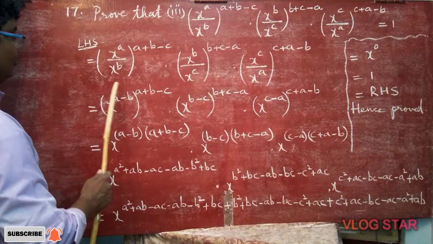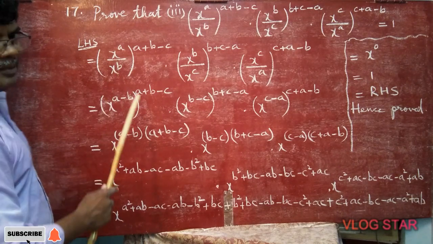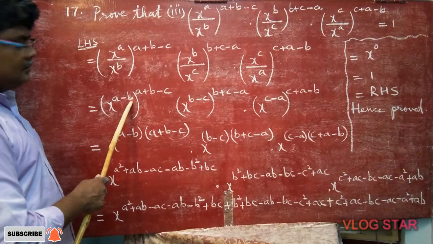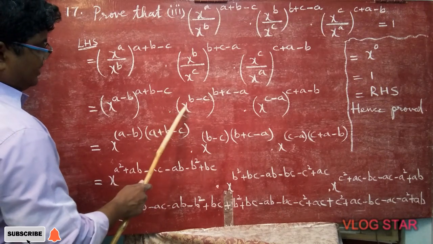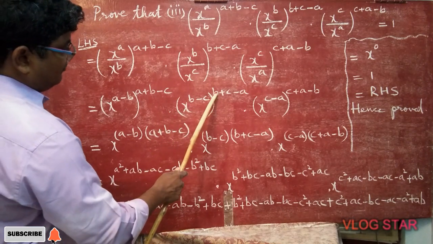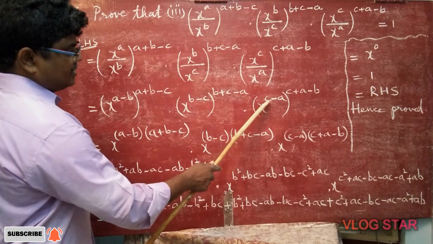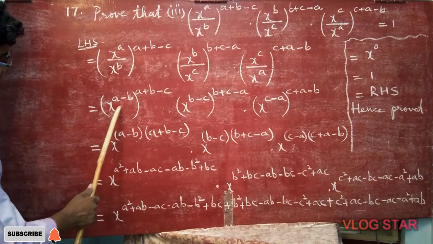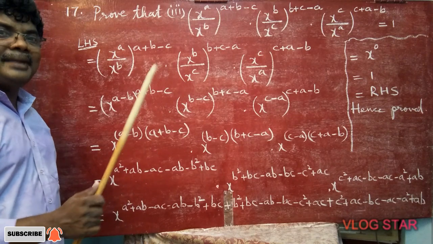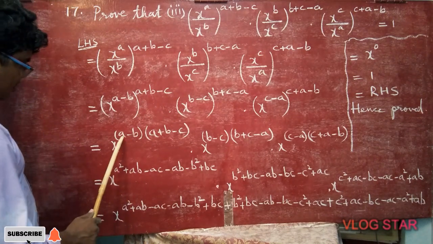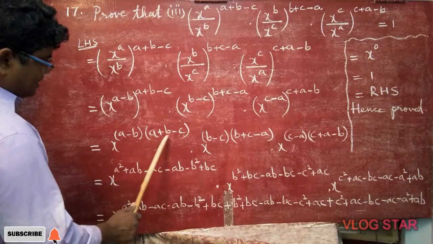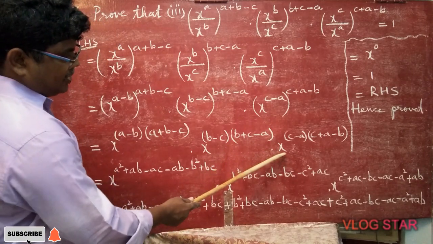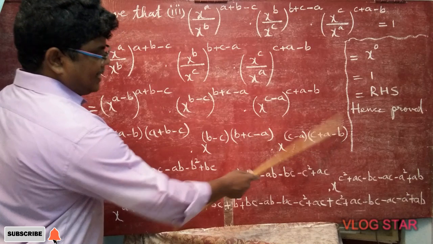Now what is inside the bracket we are going to do first. It is in the form of a power m by a power n. Before problem I did know a power m minus n. So x to the power of a minus b, write that formula, into a plus b minus c, into x to the power of b minus c whole to the power of b plus c minus a, into x to the power of c minus a whole to the power of c plus a minus b. Now again it is in the form of a power m whole power n is equal to a power mn, m into n. In the same way x to the power of a minus b into a plus b minus c into x to the power of b minus c into b plus c minus a into x to the power of c minus a into c plus a minus b.